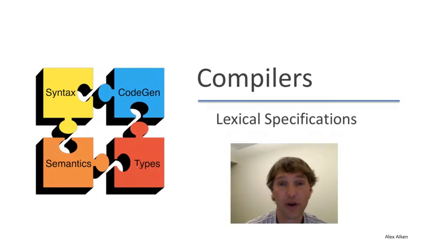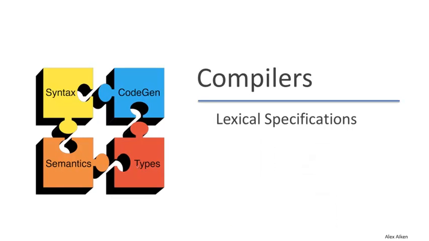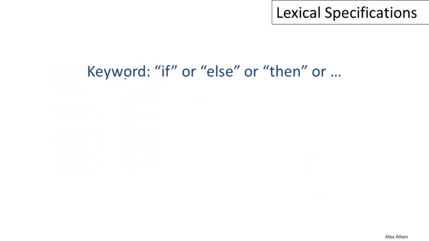Welcome back. In this video, I'm going to show how to use regular expressions to specify different aspects of programming languages. Let's begin with the keywords. And this is a relatively simple case, and I'll just do it for 3 keywords. I'll write a regular expression for if, else, or then, and it'll be obvious how to do it for more.